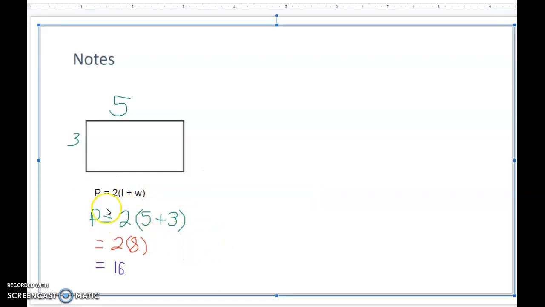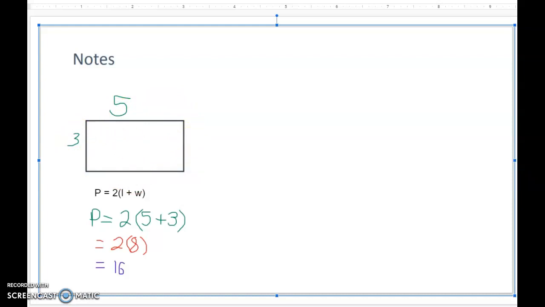So perimeter equals 2 times the length plus the width. So put in the length and the width, and then we take 2 times that value. Order of operations means that we would solve whatever's in parentheses first. So I would take 5 plus 3, 5, 6, 7, 8, and then 2 times 8, so our answer would be 16. Kind of saves us a little bit of time rather than saying 5 plus 5 plus 3 plus 3.